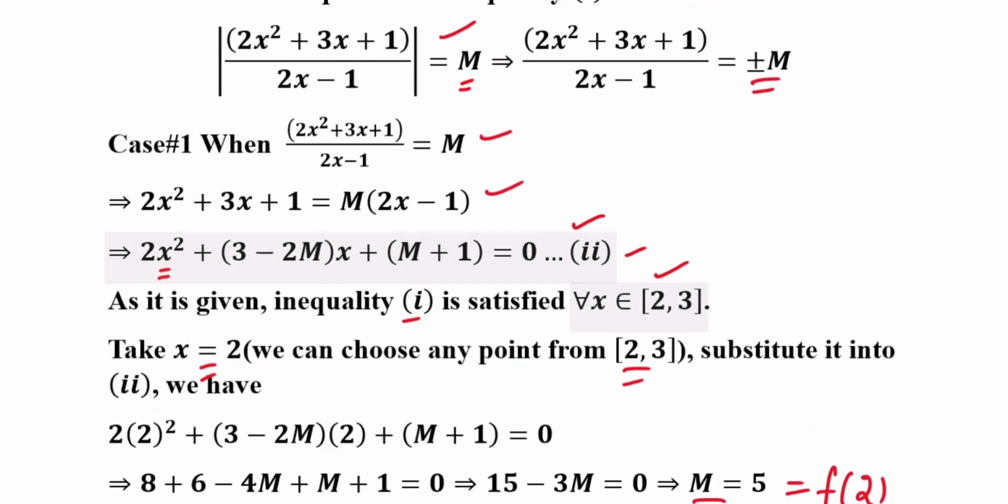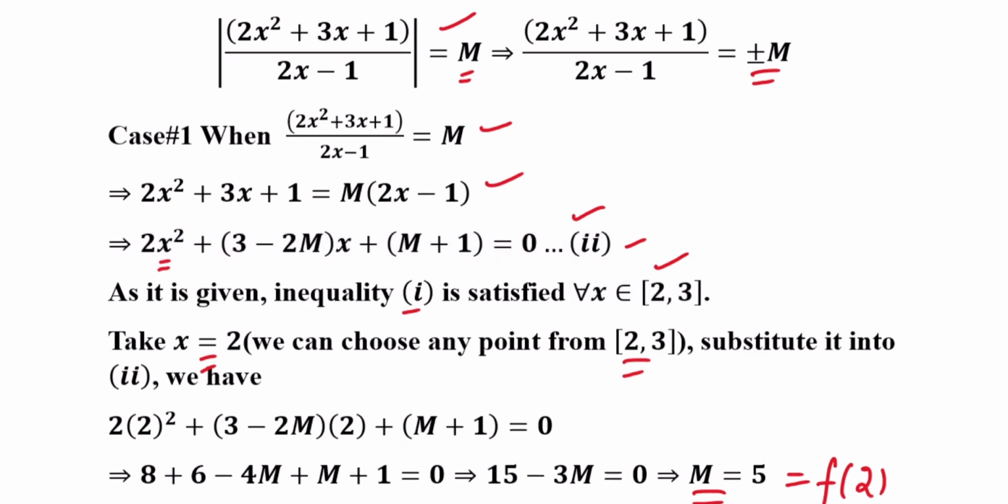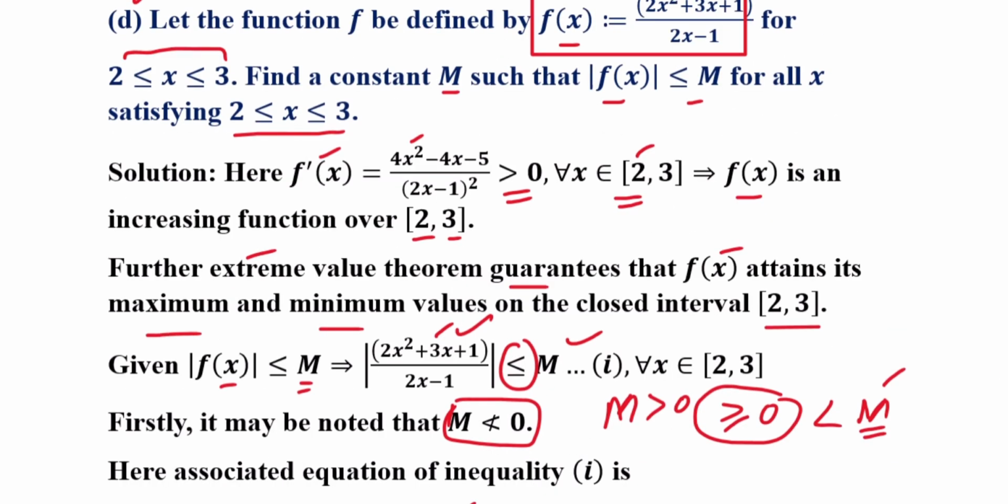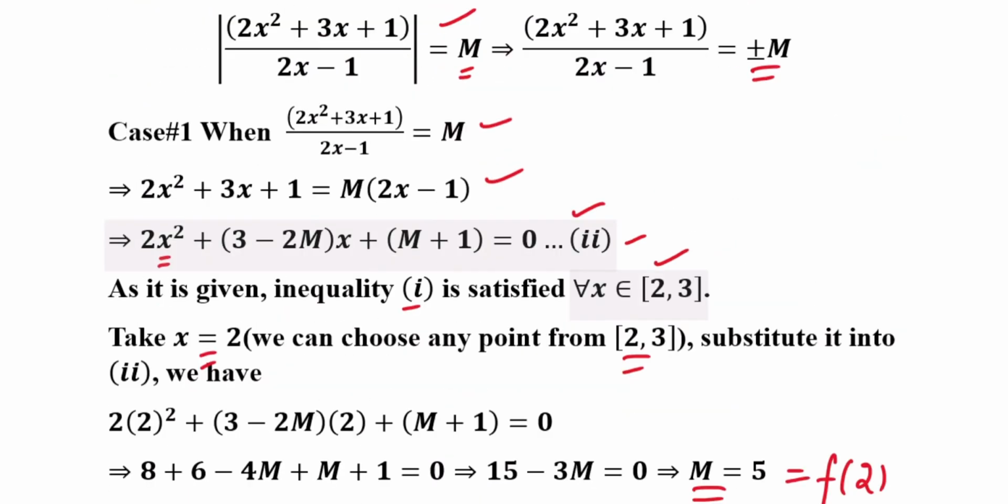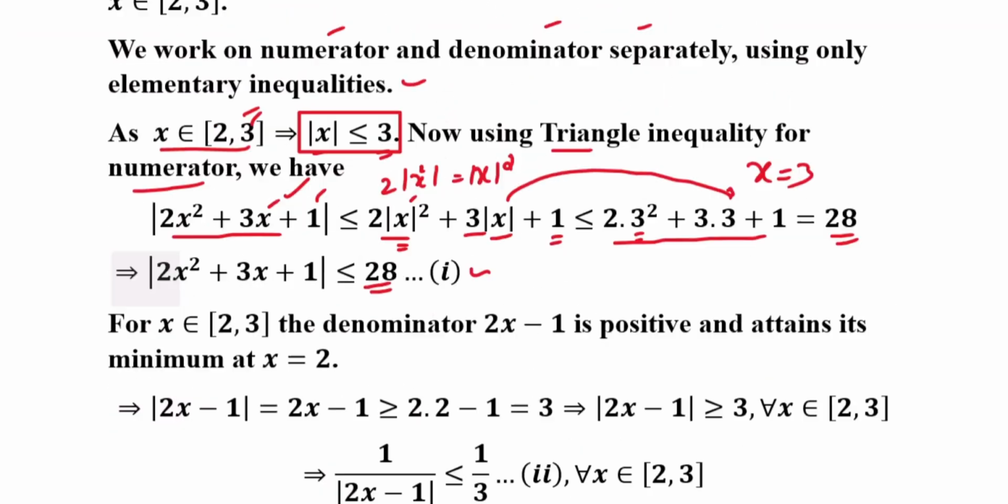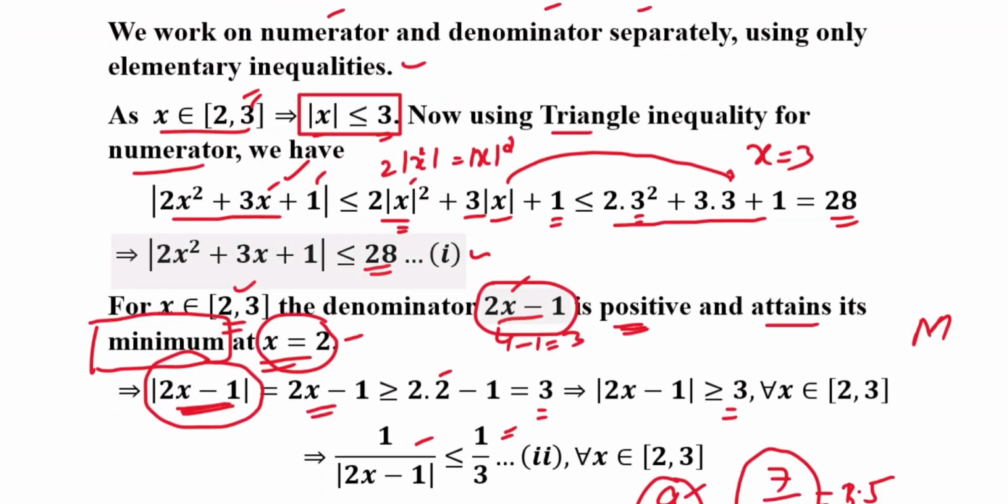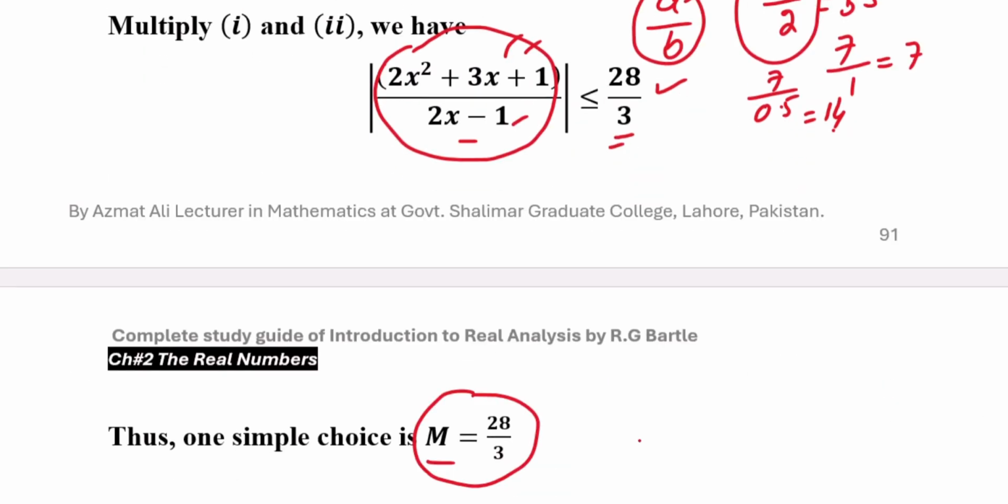So by using this method, you can find the largest and the smallest values, in other words, the supremum and the infimum of this function. And according to Robert G. Bartle, you can find a constant value of m which is equal to 28 by 5. But this 28 by 5 is not exactly the supremum of this function.